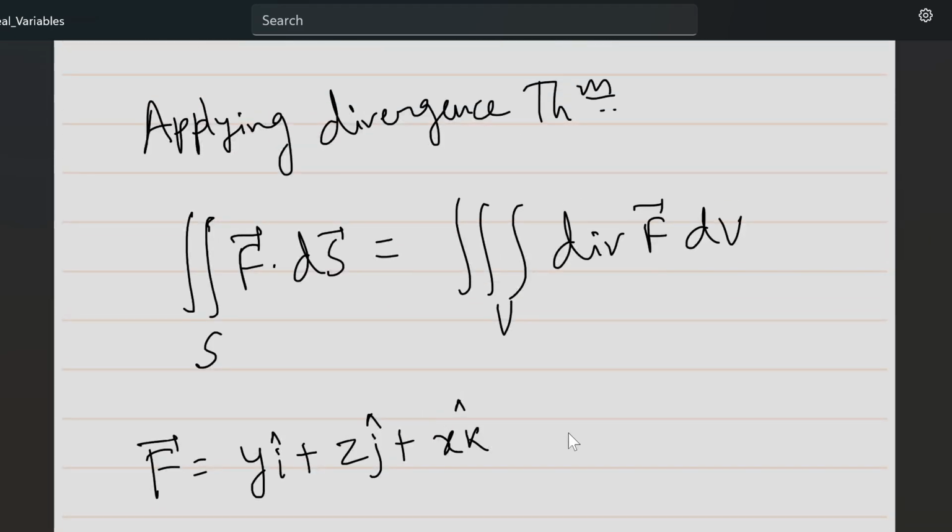So that is the triple integral over V of 0 dV, which is 0. So the integral of F dot dS is equal to 0. This is the answer. Option A, that is already given.